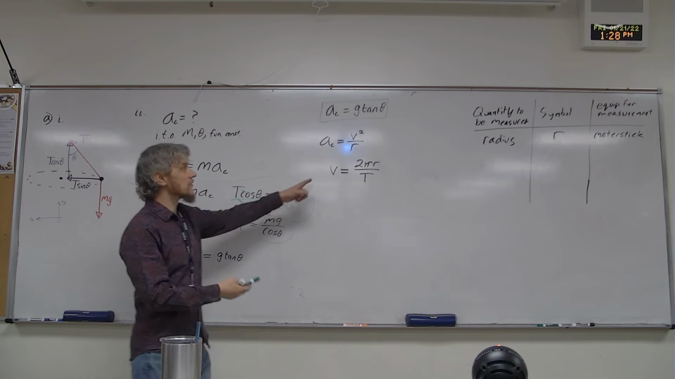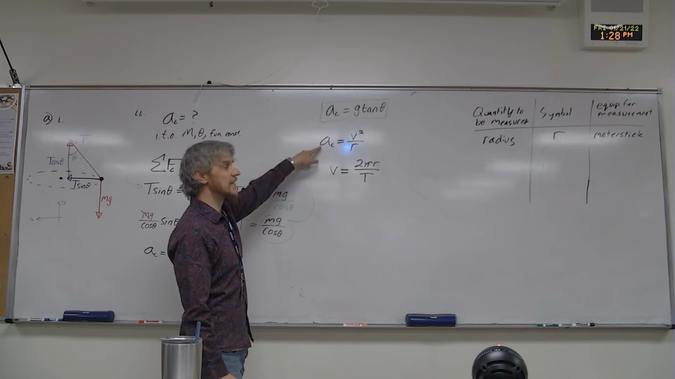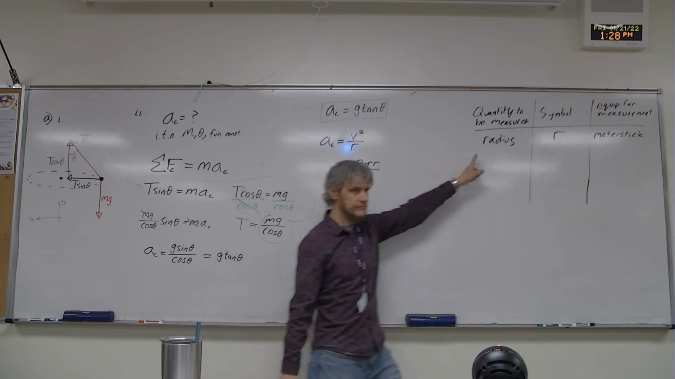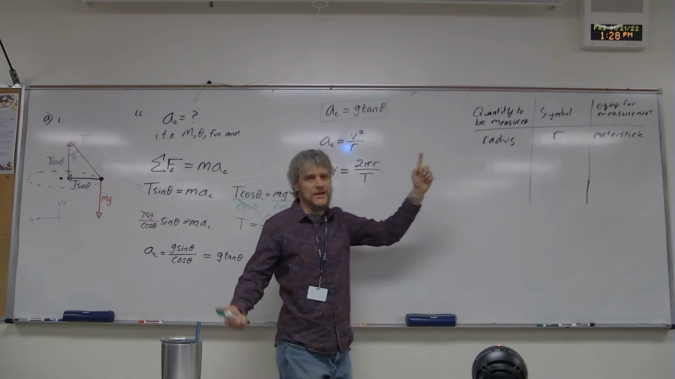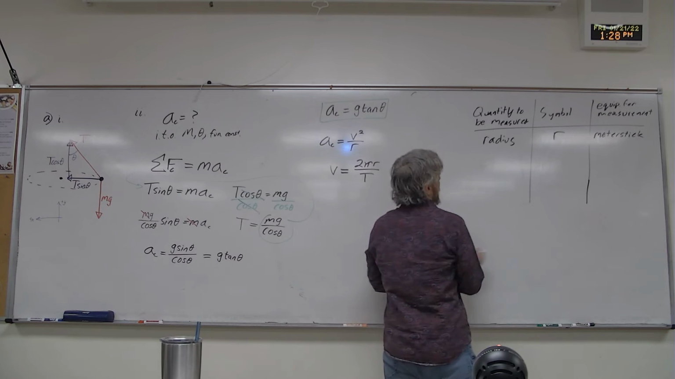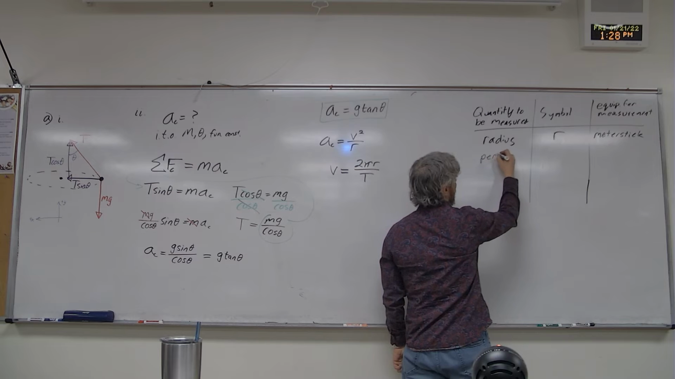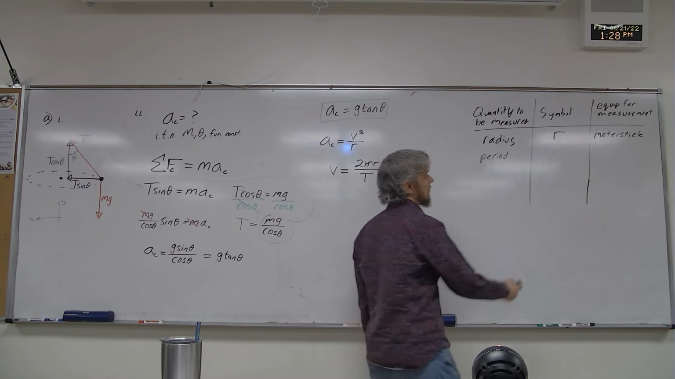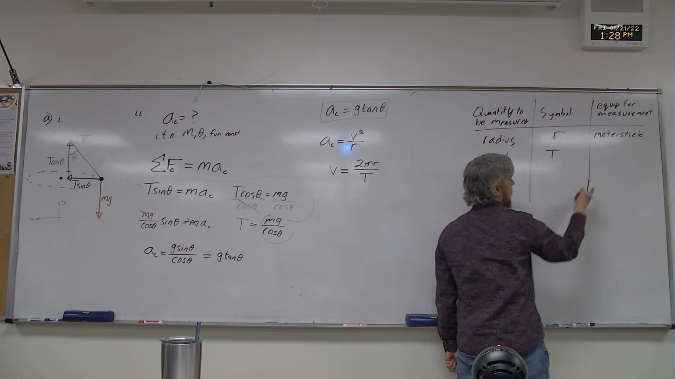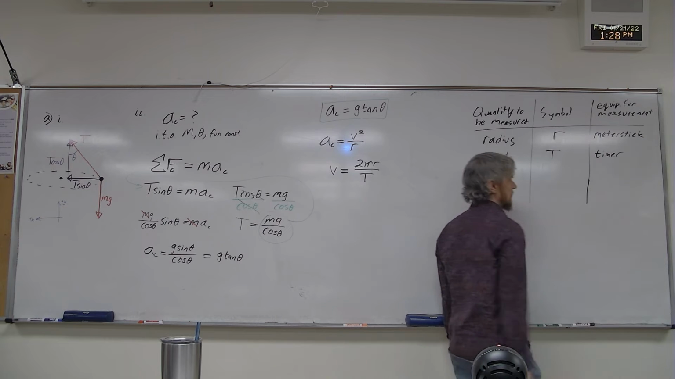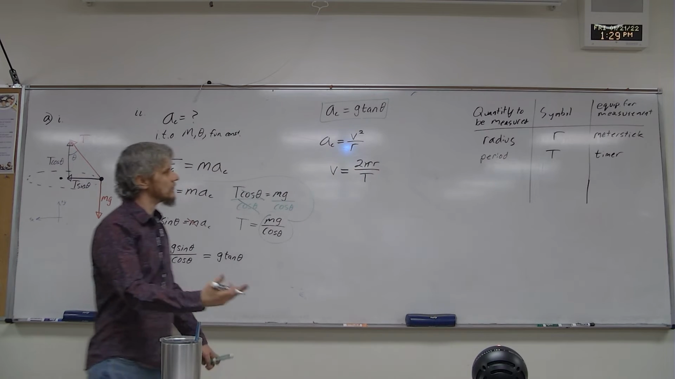All right, so to know the speed, which we need to know to find the acceleration, I need to know the radius, already in my list, and how to measure it, but I also need the period, right? So quantity to be measured, period. You could say the time needed for one revolution. Symbol, capital T, equipment for measurement, timer, stopwatch, whatever you want to call it. There we go.